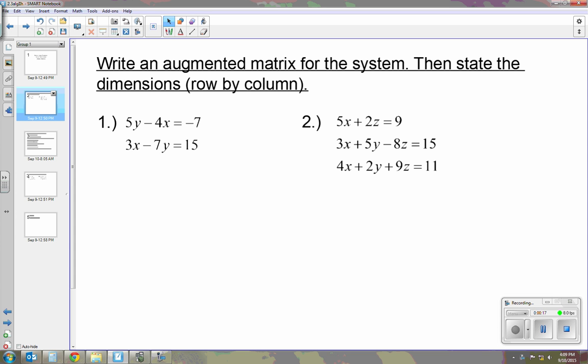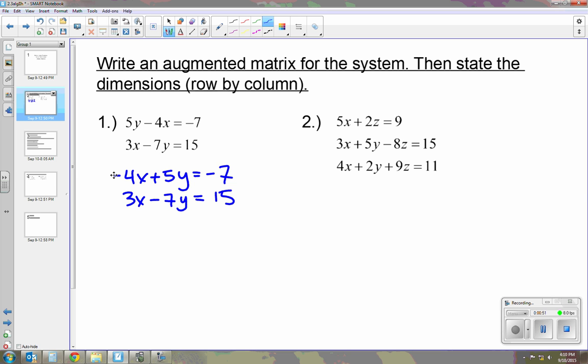Okay, so the first thing we need to know is how to write an augmented matrix for the system, and then to state the dimensions. And we do that by row, by column. So number one, if we notice, is 5y minus 4x equals negative 7, and 3x minus 7y equals 15. Well, when we do an augmented matrix, we have to make sure our variables go in alphabetical order. So we're going to have to reorder this system to be negative 4x plus 5y equals negative 7, and let's just write down the other one so we have it.